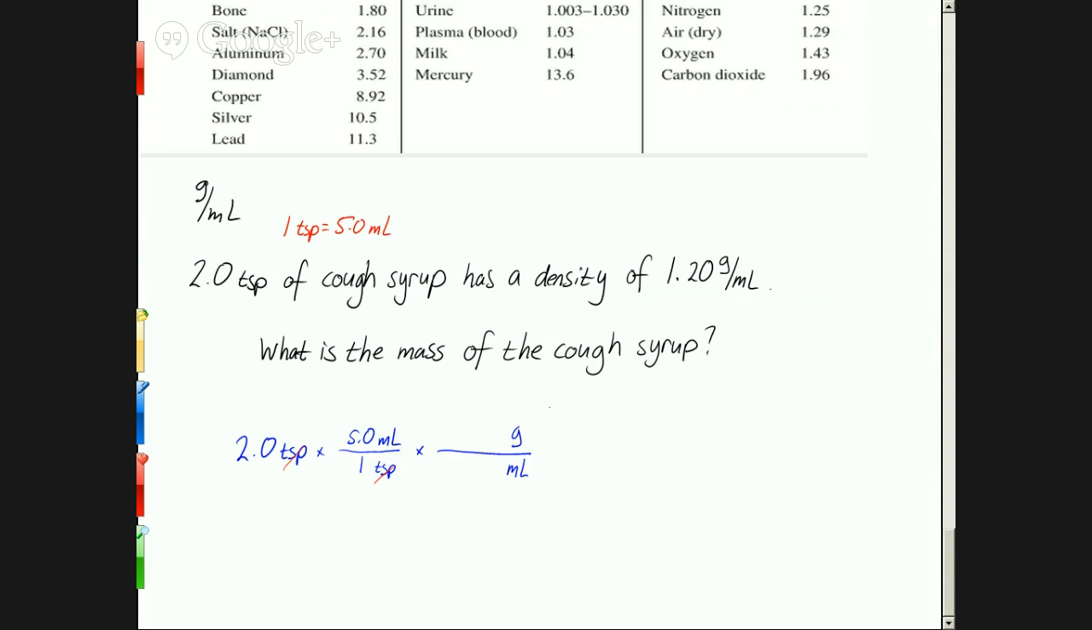The density. Is that what you said? Oh. Yeah. Right, it sounded like density. But this is the density. The density tells us the relationship between grams and milliliters.